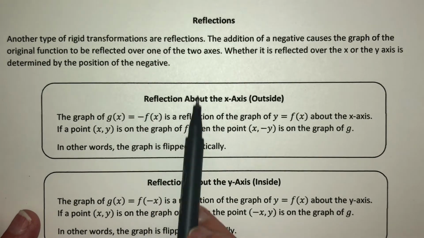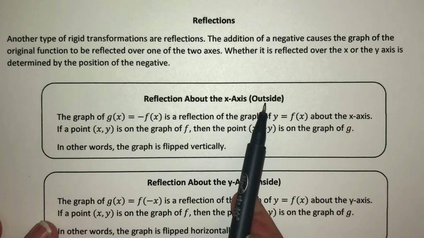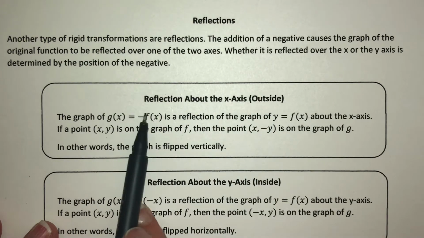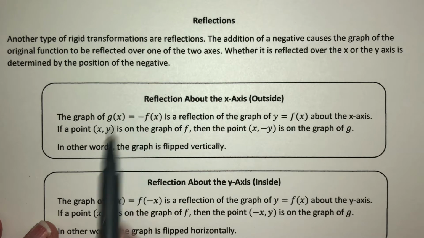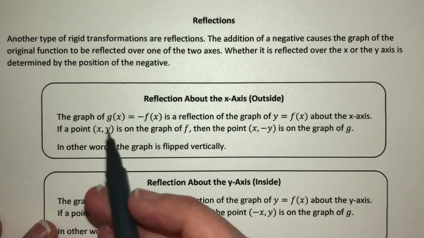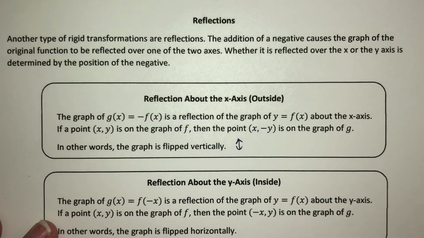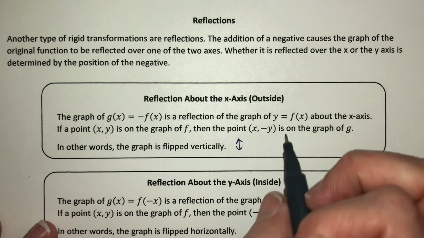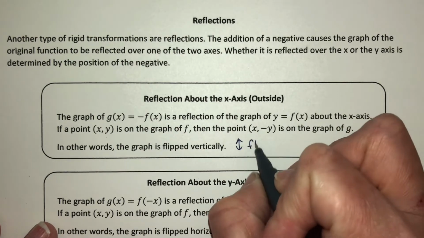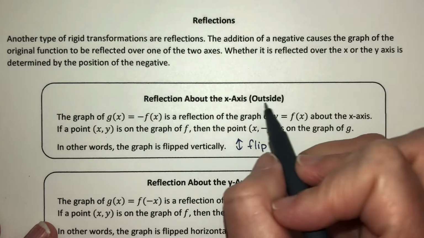So reflection about the x-axis, which I have labeled as an outside, which I hope you would recognize means that the negative is going to be on the outside of the function. If we have a negative on the outside, we're going to be flipping our graph over the x-axis, which means that we're flipping it vertically. It's an up-down flip, and we're flipping it right over that x-axis. So this is an up-down flip, or a vertical flip, which is outside.